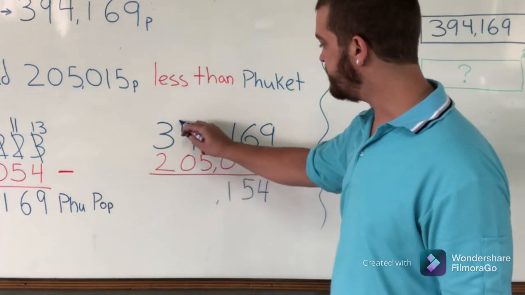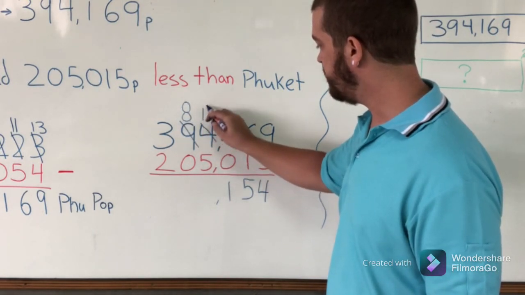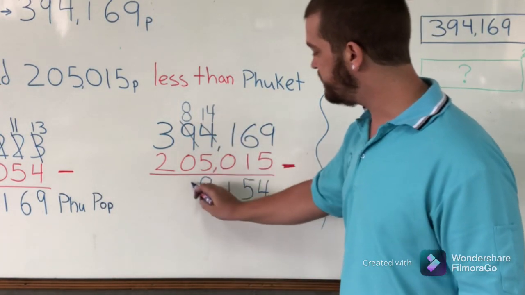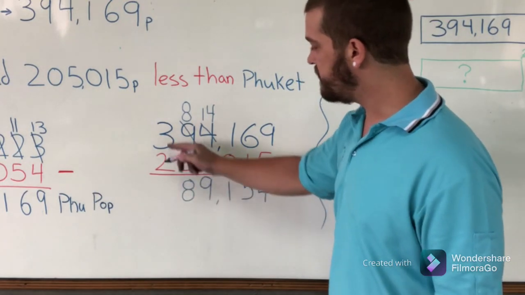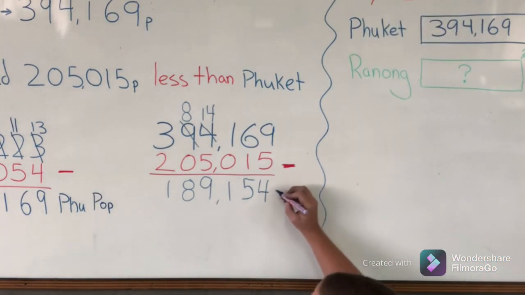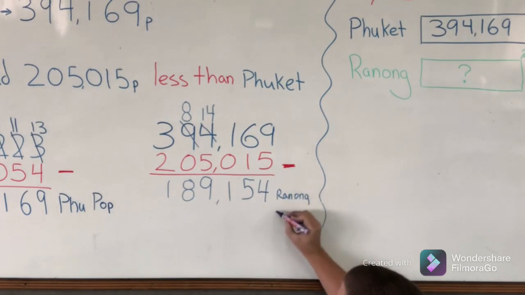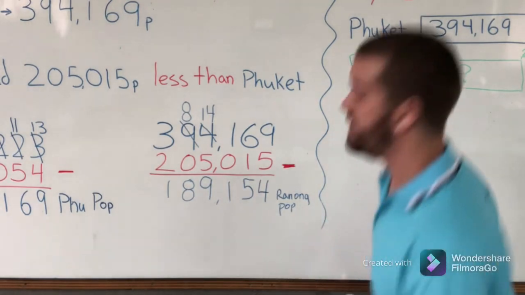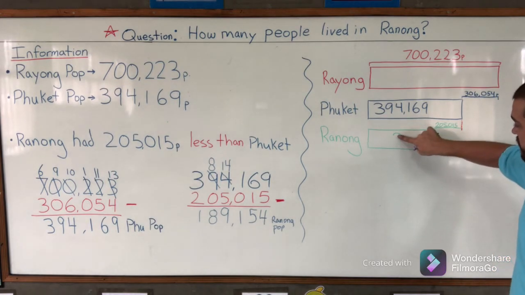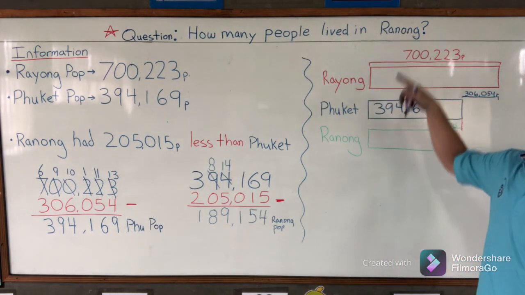4 minus 5 we can't do, so we're going to make this an 8 and this a 14. 14 minus 5 is 9. 8 minus 0 is 8. 3 minus 2 is 1. So remember, we're going to put Renong. This is our actual answer. So this figures out Renong's population, and it's going to tell us how many people live in Renong.